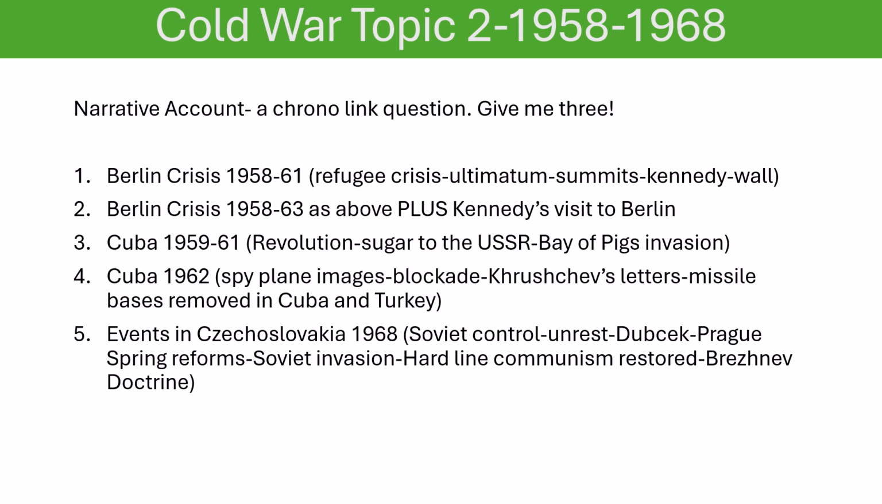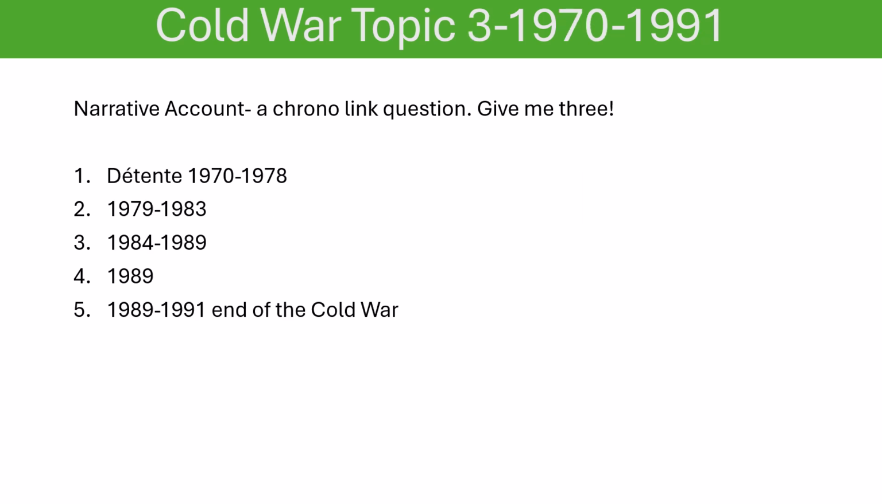And then events in Czechoslovakia in 68, we're looking at what was happening in Czechoslovakia, why were people unhappy, then the fact that Dubček took charge. Then he introduced the Prague Spring reforms, which triggered the Soviet invasion, and then we get the Brezhnev Doctrine at the end of that. Now the final Cold War topic takes us from 1970 to 1991.